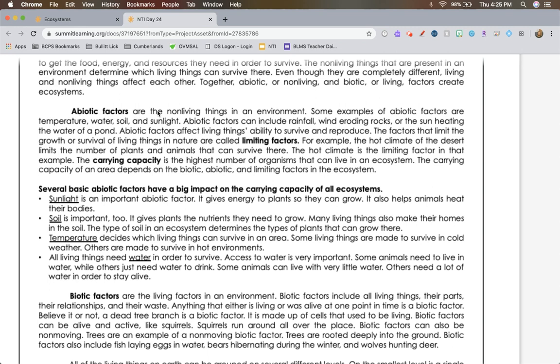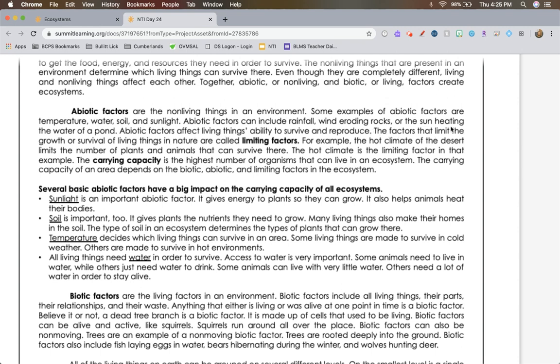Abiotic factors are the non-living things in an environment. Some examples of abiotic factors are temperature, water, soil, and sunlight. Abiotic factors can include rainfall, wind, or wind eroding rocks, or the sun heating the water of a pond. Abiotic factors affect living things' ability to survive and reproduce.